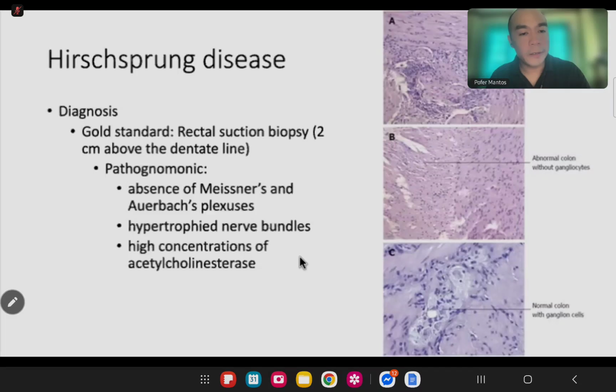Okay. Just one question. So where do you see the Meissner's? Which layer? Meissner's plexus? If you can recall sa histology, anyone? Which layer man sa yung mga intestinal mucosa ang Meissner's plexus?